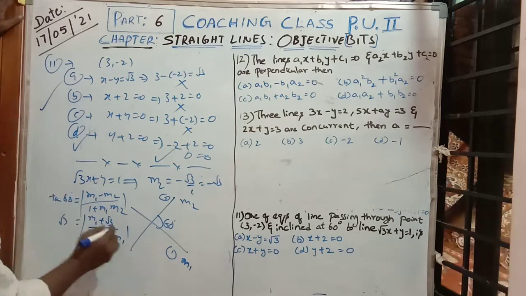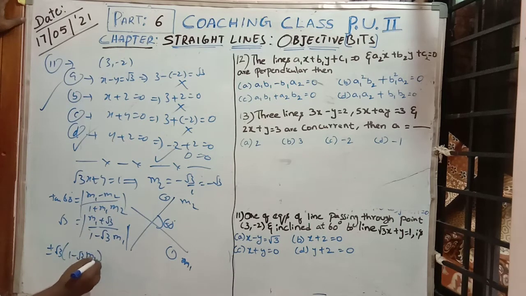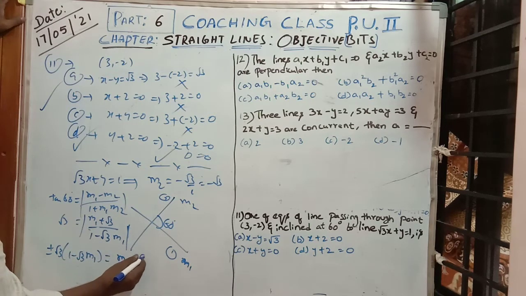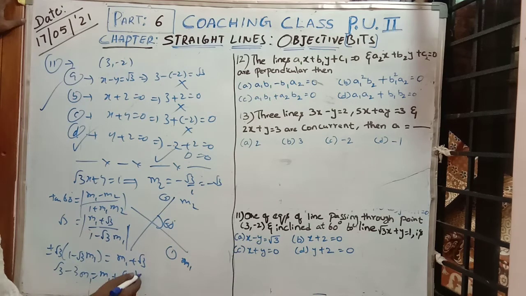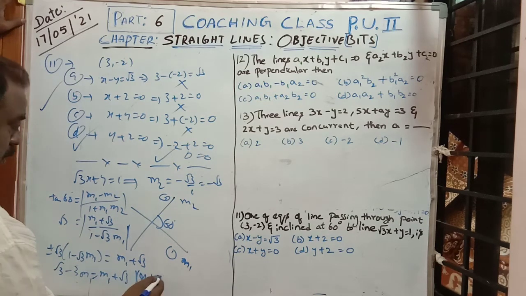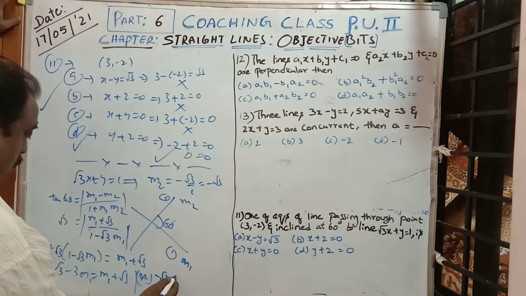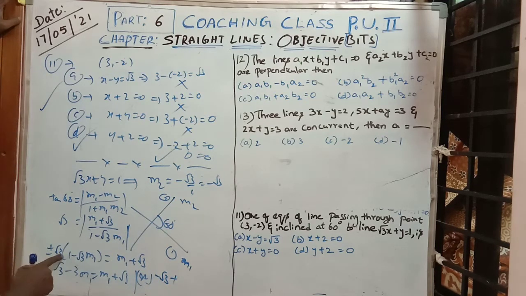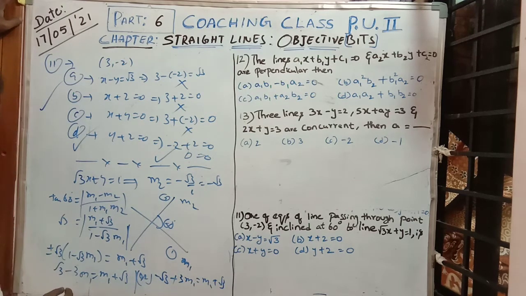Now by simplification, plus or minus root 3 of (1 minus root 3 m1) is equal to m1 plus root 3. It is root 3 minus 3 m1 if you take plus, equal to m1 plus root 3. If you take minus, it is 3 m1 is equal to m1 plus root 3. Directly, it is 4 m1, it cancels. So here m1 is equal to 0.